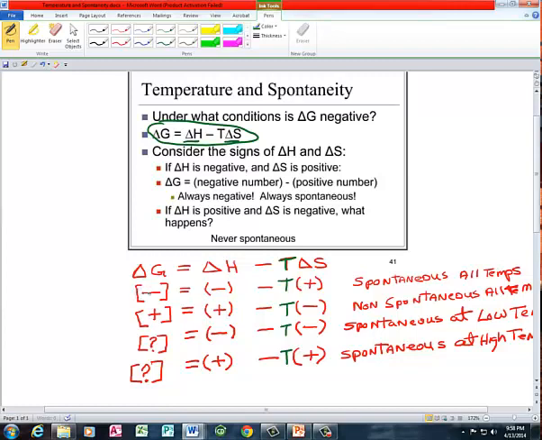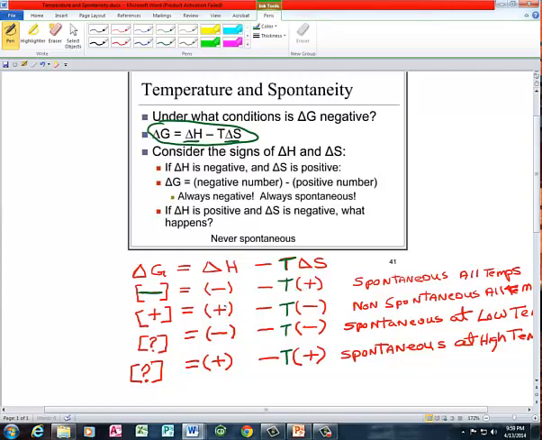And if my value winds up being negative for delta G, then my reaction is spontaneous regardless of what the temperature is. It doesn't matter what the temperature is. My reaction will be spontaneous at all temperatures if delta H is negative and delta S is positive. That is, they are opposite in the correct direction.